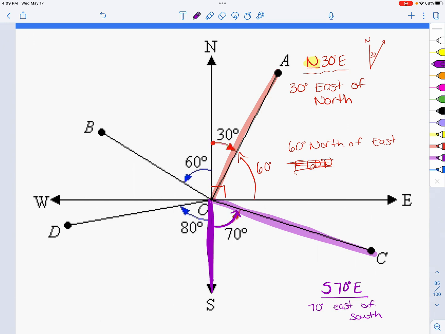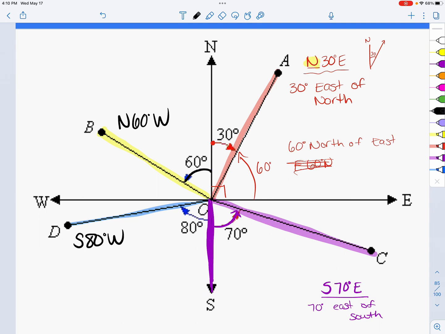Okay. Two more, and if you want to pause the video, try to think how you would write this direction for D and this direction for B. If you're looking at D, it's going 80 degrees west of south. So from due south, it's going 80 degrees towards the west. Line B, that yellow line, from north, we're going 60 degrees to the west.